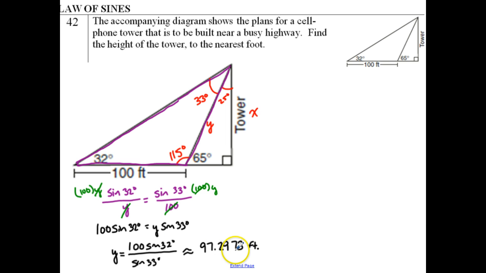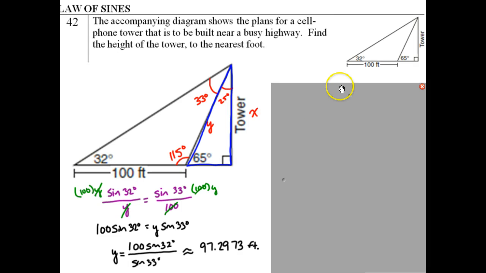Y is about 97 feet, and that makes sense because 32 is just smaller than 33 degrees, and the side across from the 33 degrees was 100 feet. Always want to check for the reasonableness of our answers. But that's not the answer to the question. The answer to the question was, what is the height of the tower?